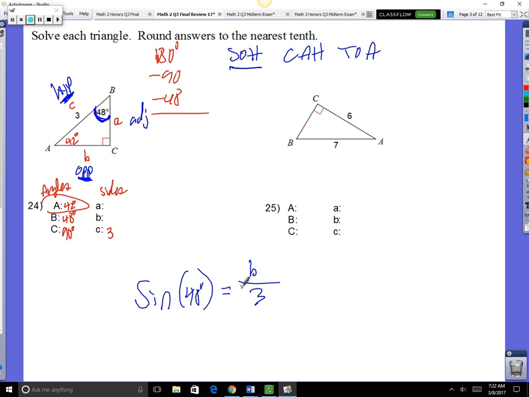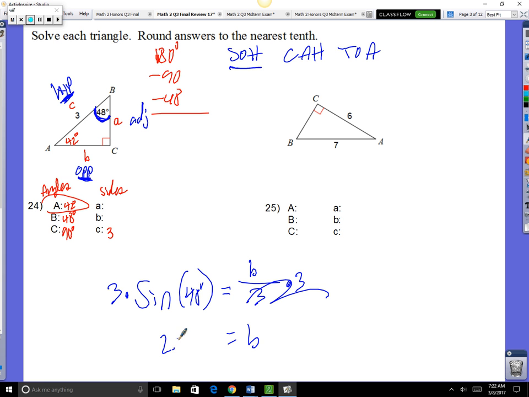Now you got to do the algebra. So solve for B. Get B by itself. Undo the division. Let's times by 3. Times by 3. And we will have B equals 3. This has got to be done on a calculator. 3 times the sine of 48.